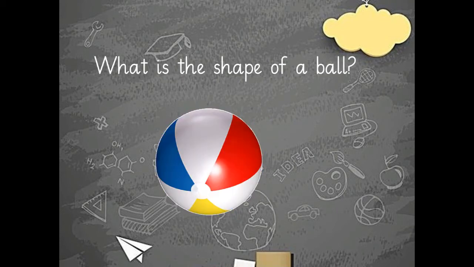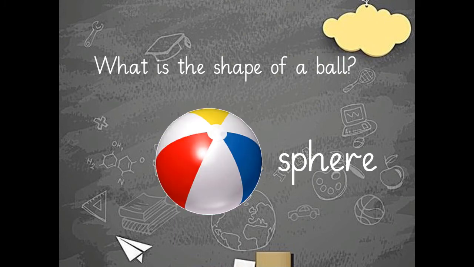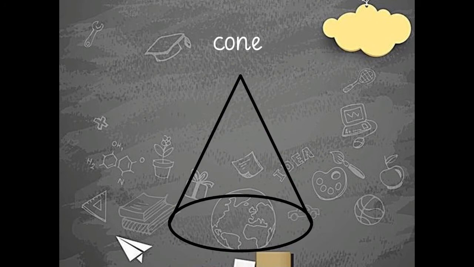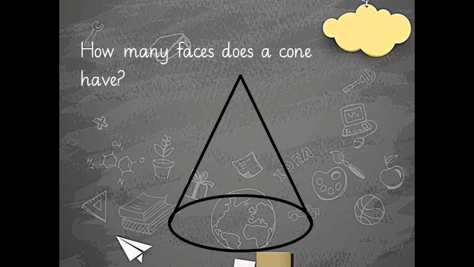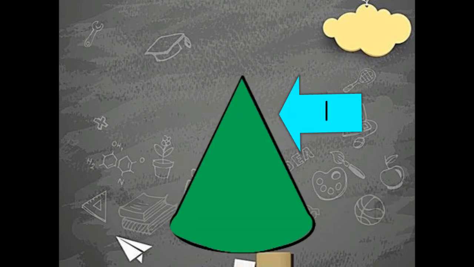What is the shape of this ball? Superb! It is shaped like a sphere. How many flat faces does a cone have? Brilliant! A cone has one flat face and one curved surface.